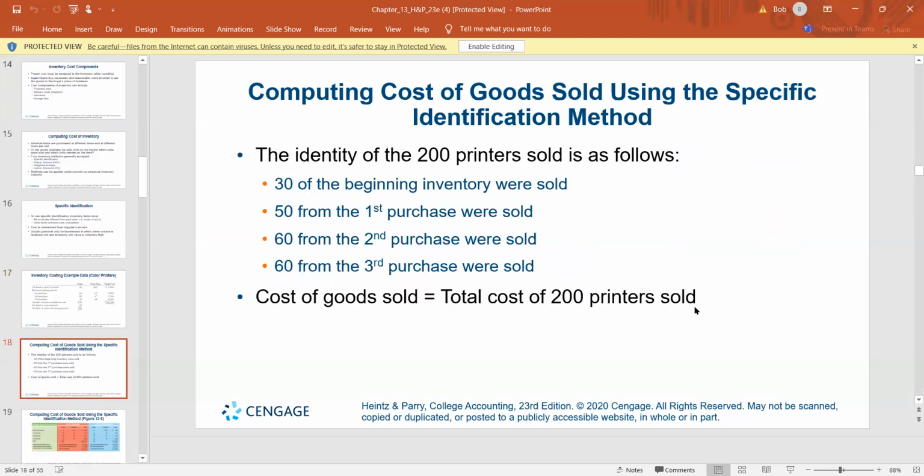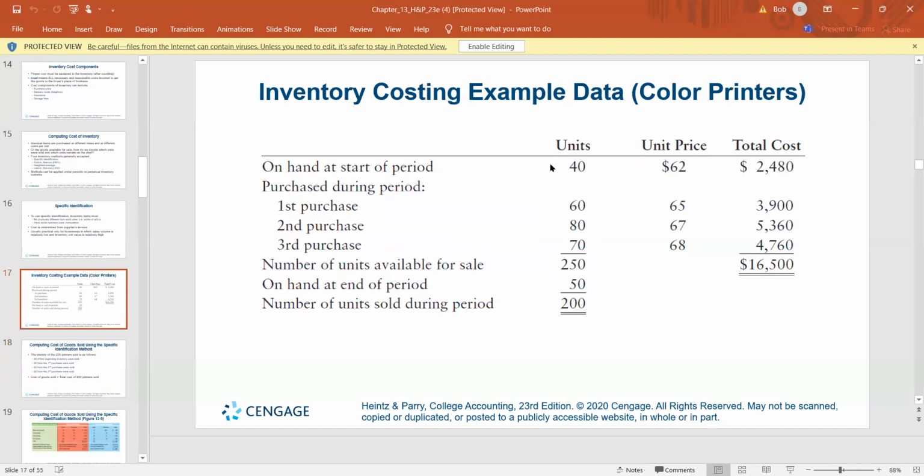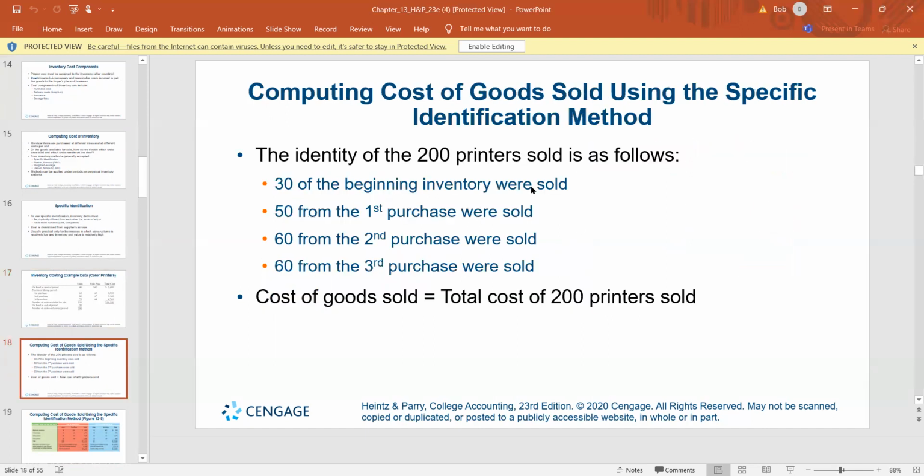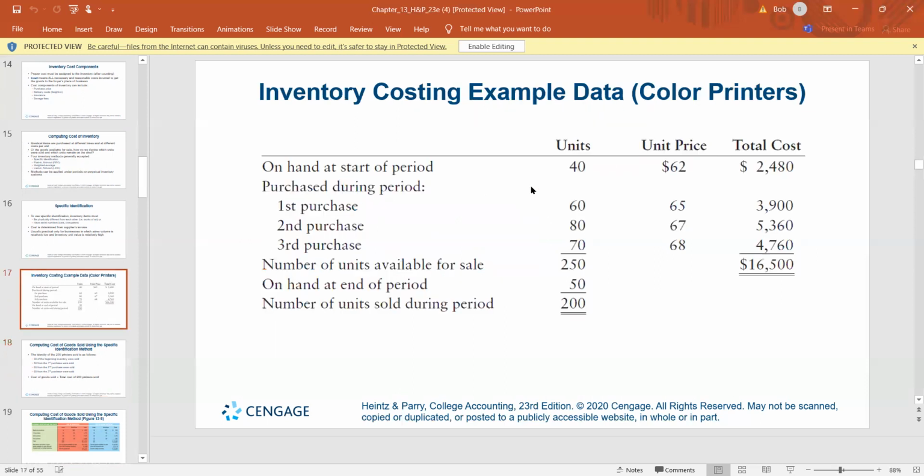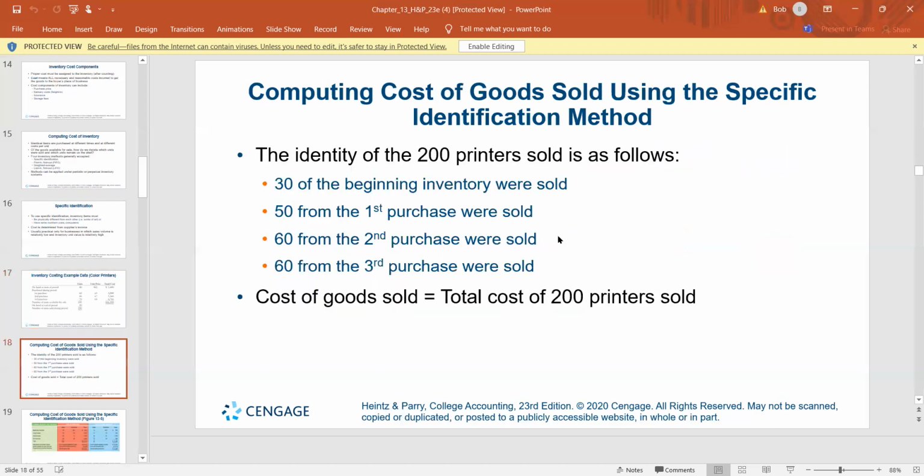Specific ID. Okay, it looks like we sold 200 printers. Under specific ID, they're telling you that 30 came from the beginning inventory, 30 came from this one, 50, 60, and 60 came from the next three purchases. We sold 50 from here, 50 from here, and whatever that was. Total cost of goods sold, 200 printers. The specific ID method's pretty easy.